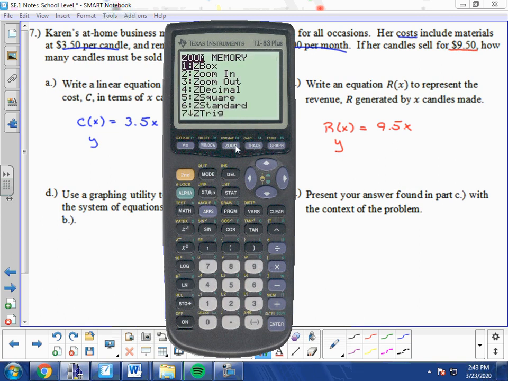Now, let me go back to the standard window. Assuming you were here in the standard window, if I hit graph, I only see one line here. So this is actually not going to work out for me. So what I need to do is increase this window.